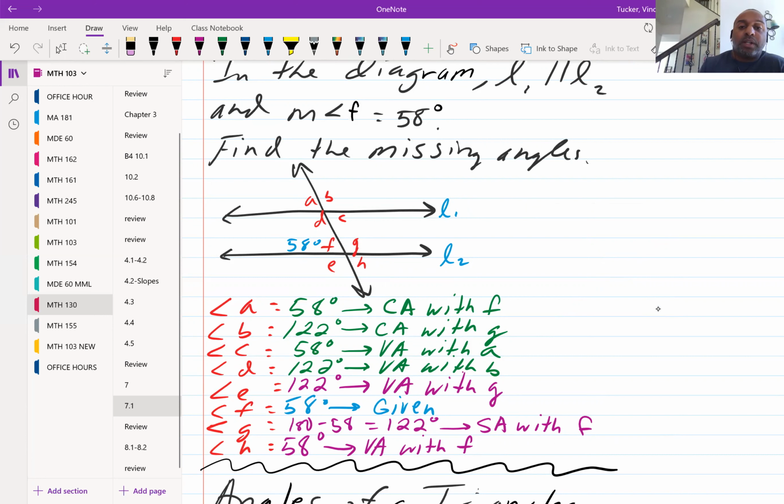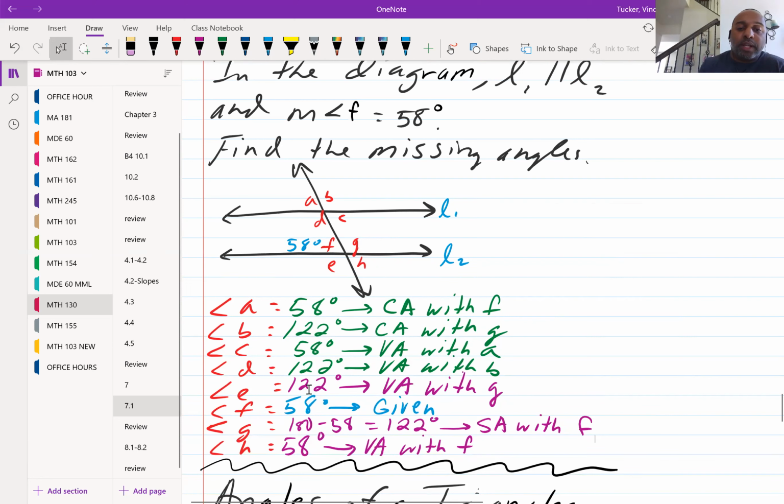All right. Next, I found G. That creates my straight line. Remember we talked about that? If F and G create that 180 degrees, or that straight line, that's what we did right here. We subtract 58 from 180 and we got 122 for G. So SA is straight angle with F. Everybody okay with G and H?